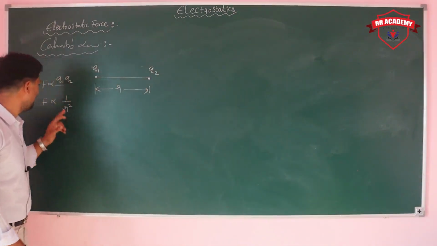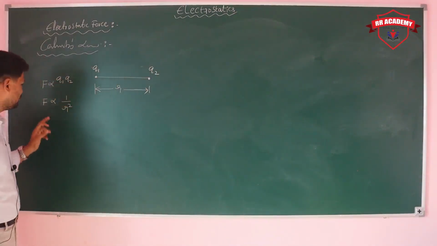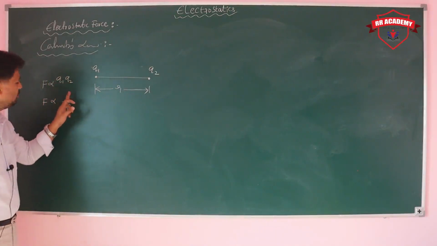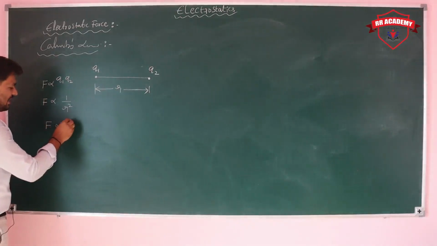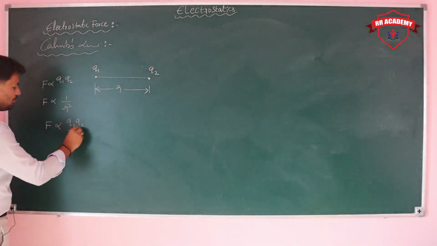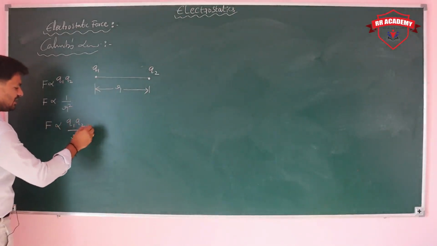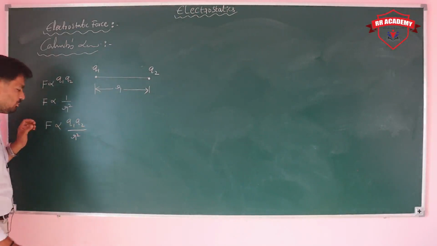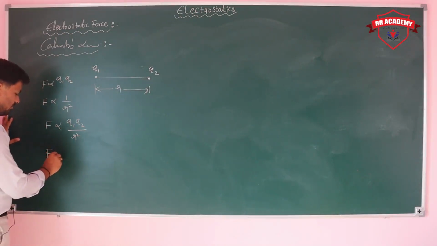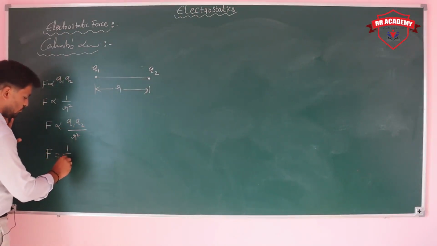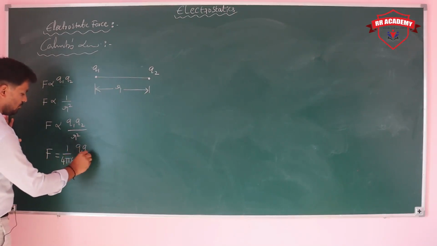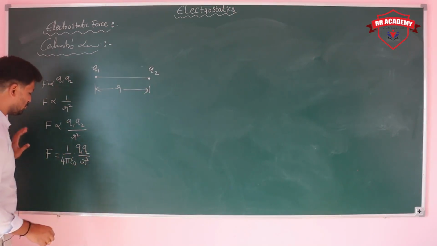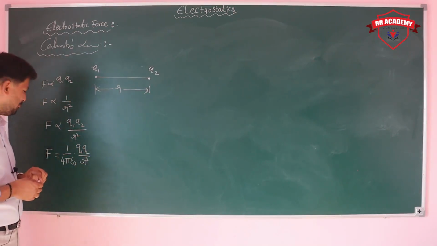So F is directly proportional to Q1 Q2, and F is directly proportional to 1 by R square. So F is directly proportional to Q1 Q2 upon R square. Then we can write F equals 1 by 4 pi epsilon naught, Q1 Q2 upon R square.